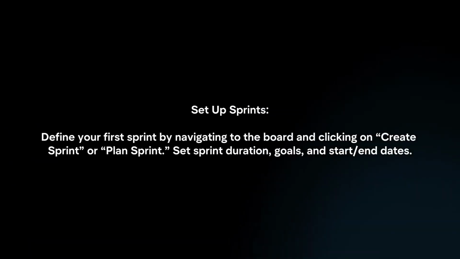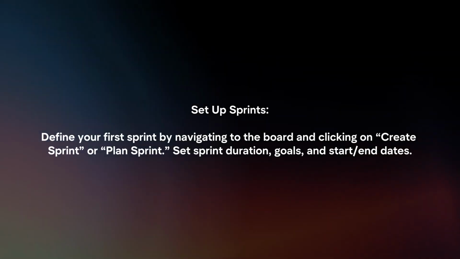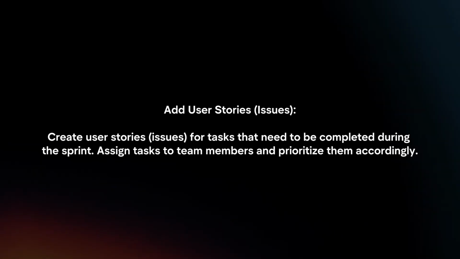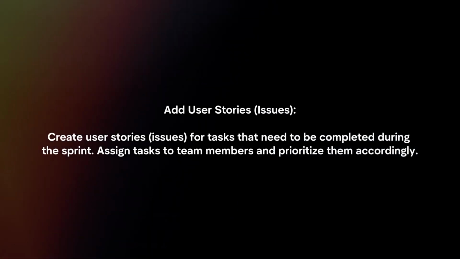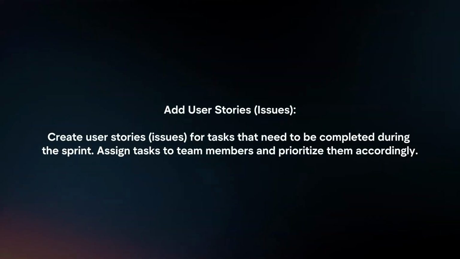Set up sprints. Define your first sprint by navigating to the board and clicking on Create Sprint or Plan Sprint. Set sprint duration, goals, and start or end dates. Add user stories. Create user stories for tasks that need to be completed during the sprint. Assign tasks to team members and prioritize them accordingly.